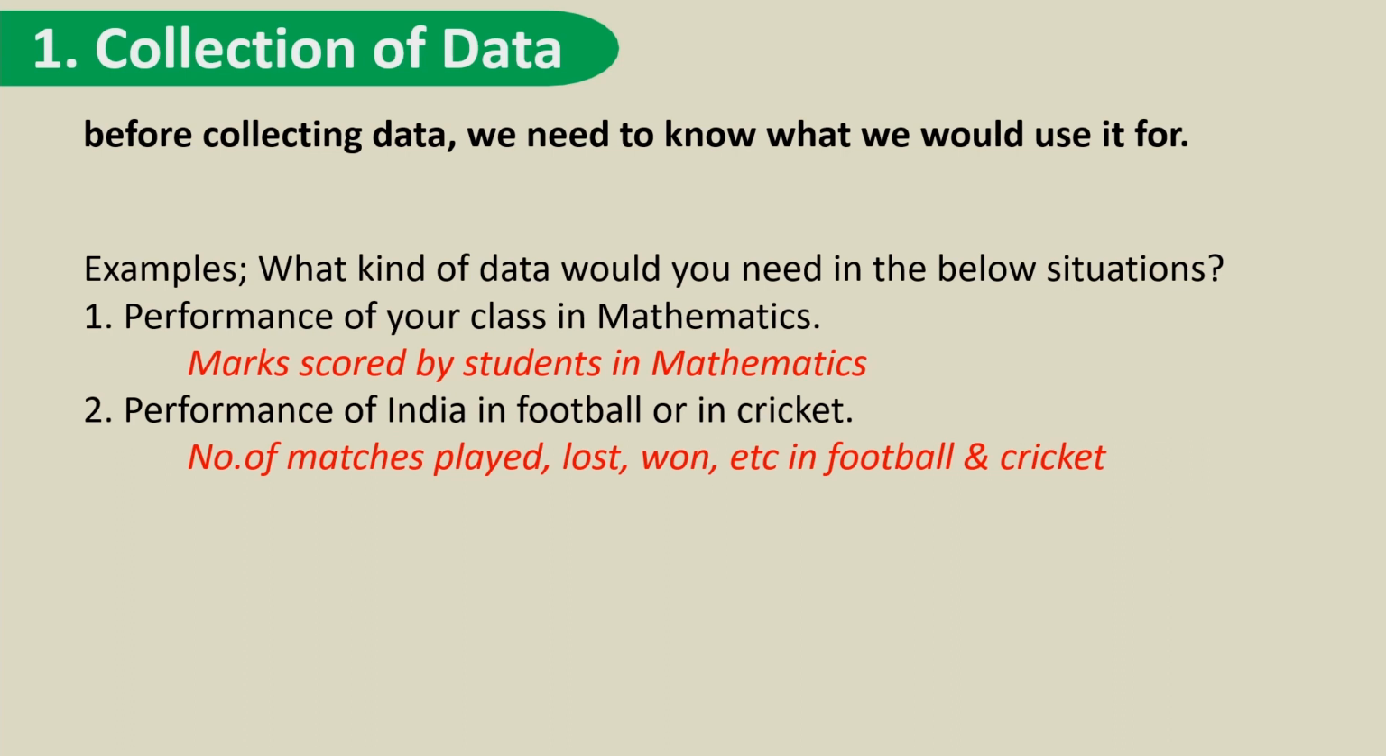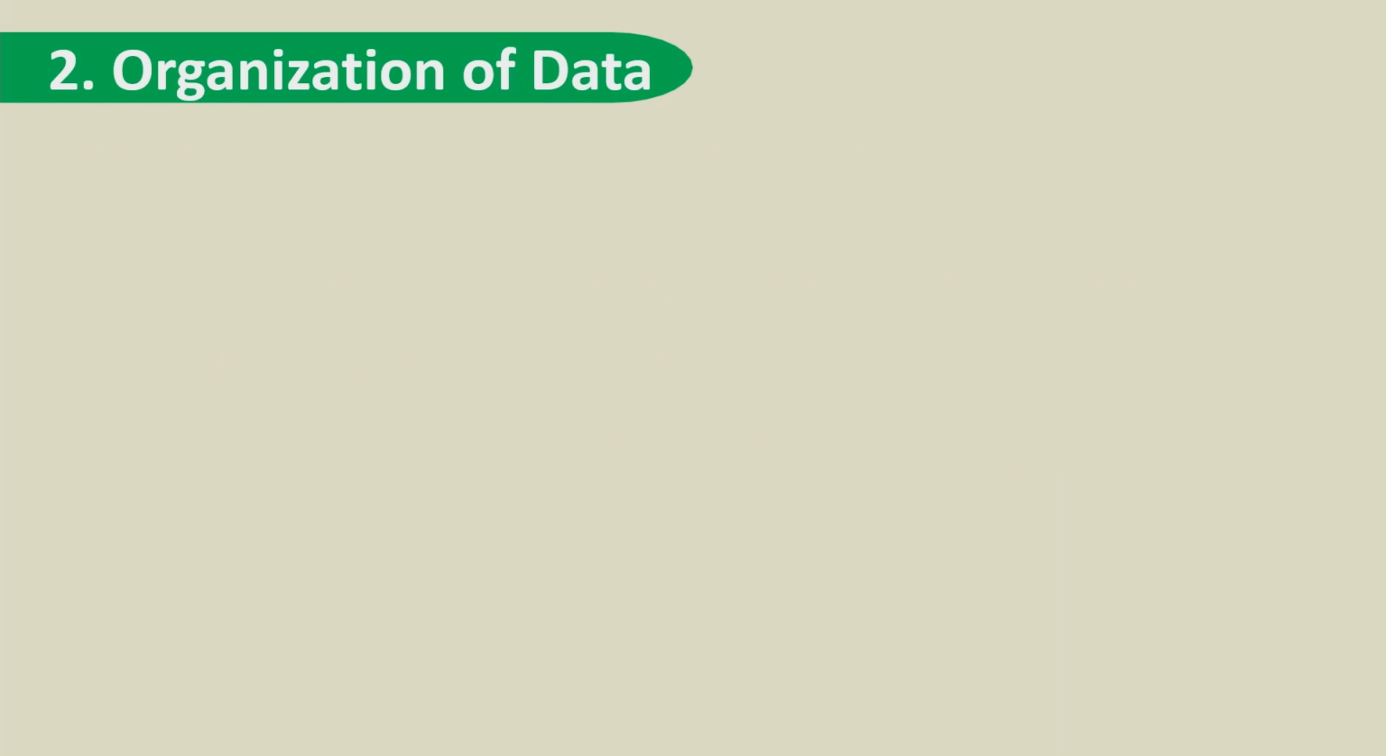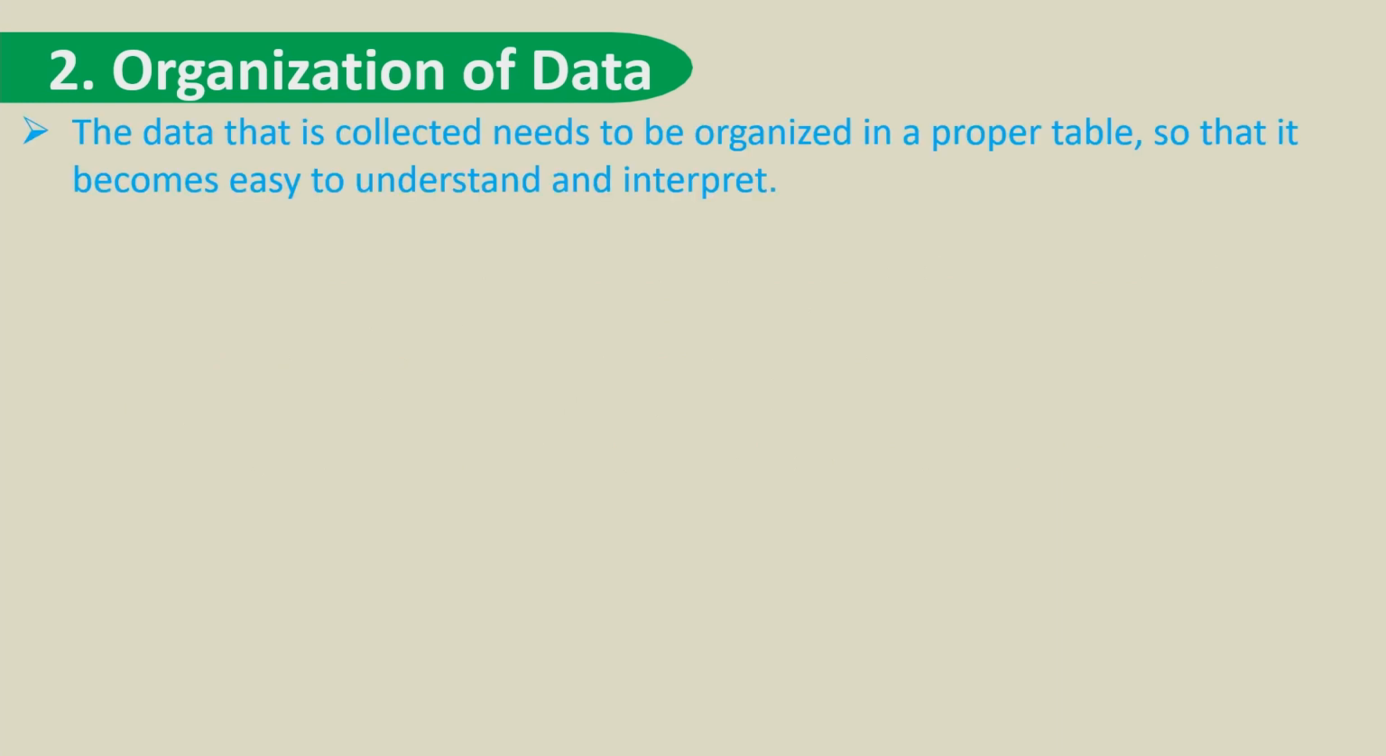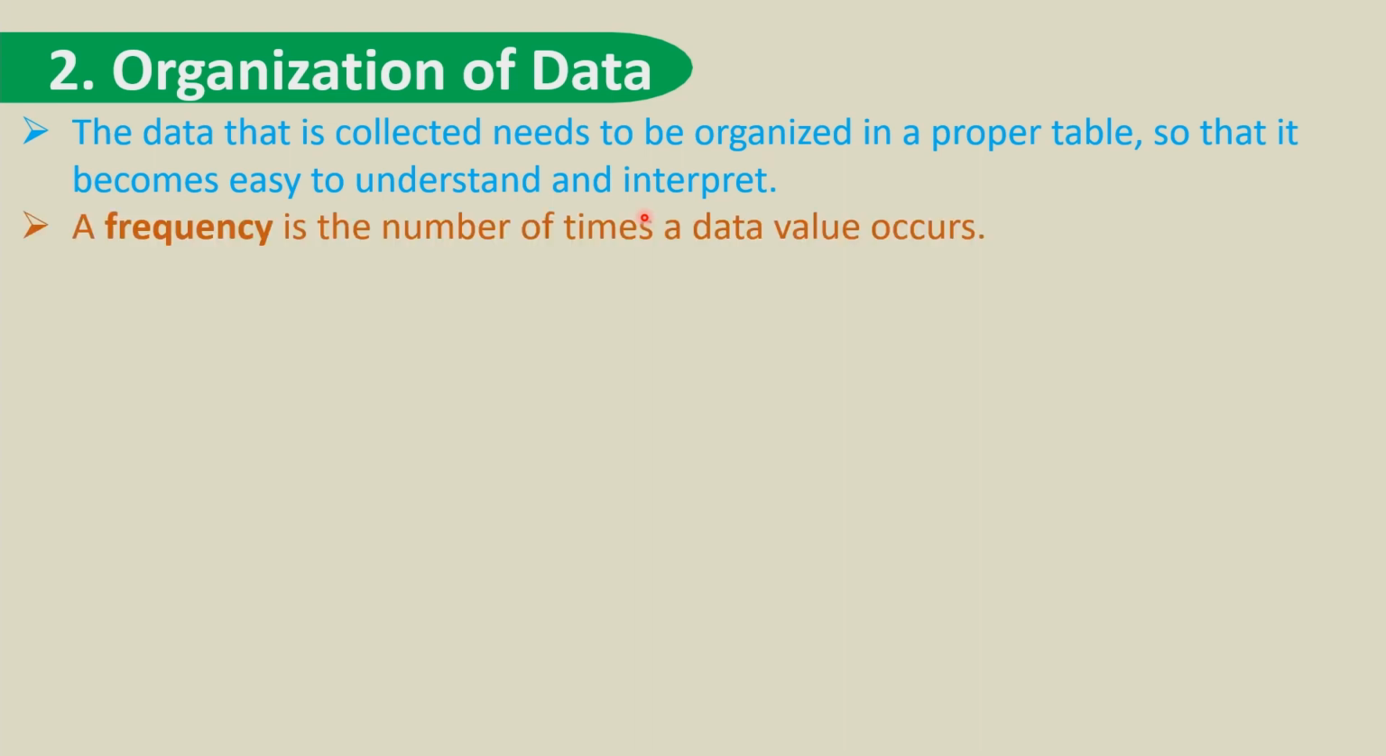Secondly, once we collect this data, we need to organize it, because this data is not in an understandable way. So we are going to see how we can organize the data. The data that is collected needs to be organized in a proper table so that it becomes easy to understand and interpret. And when you are organizing the data, one more term we have to understand, that is frequency. That is the number of times that a data value occurs.